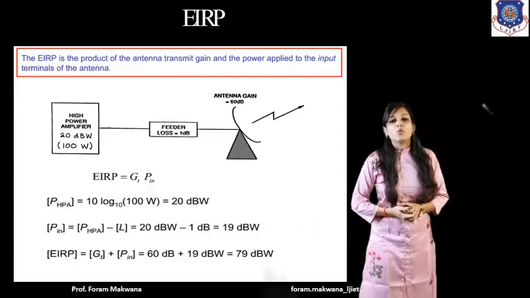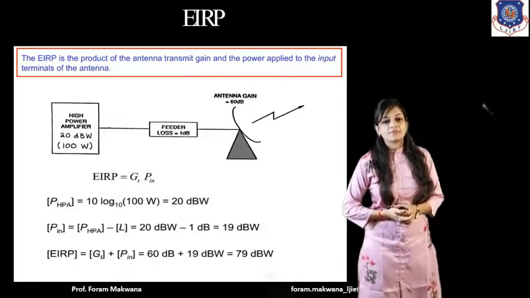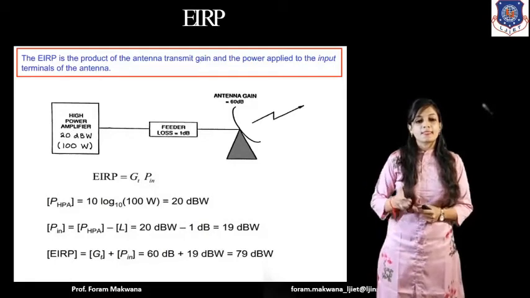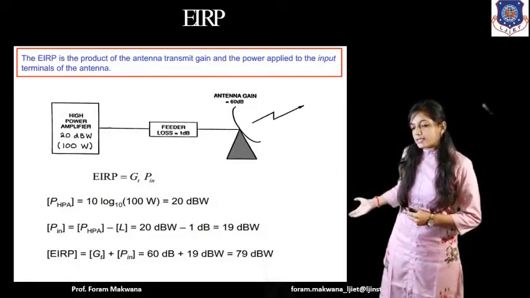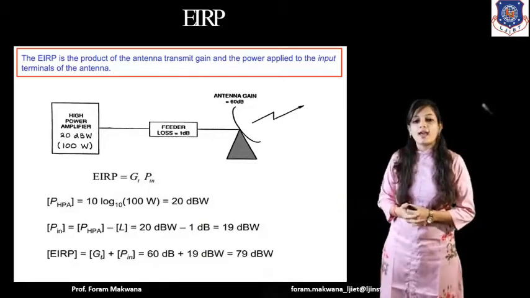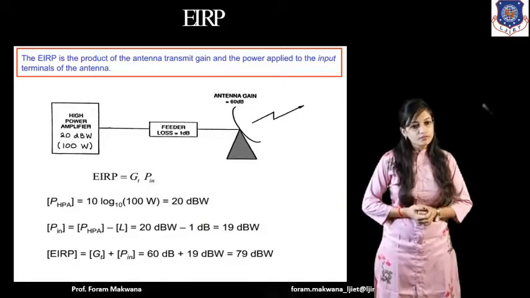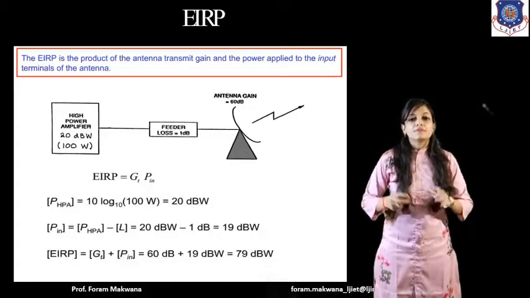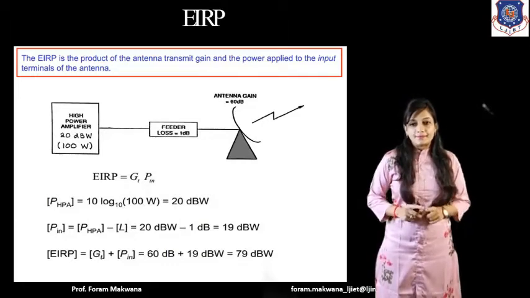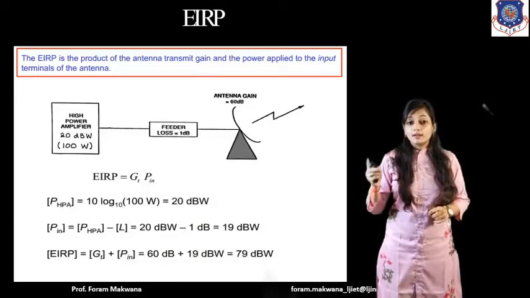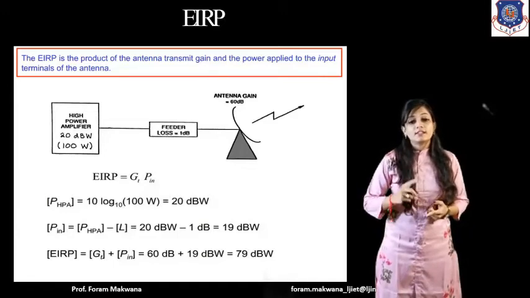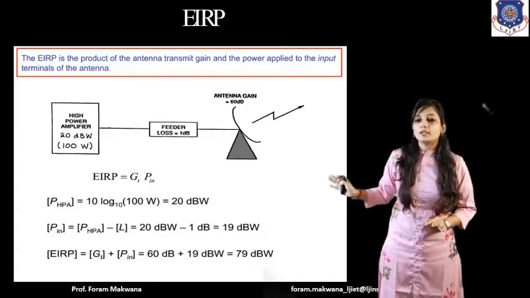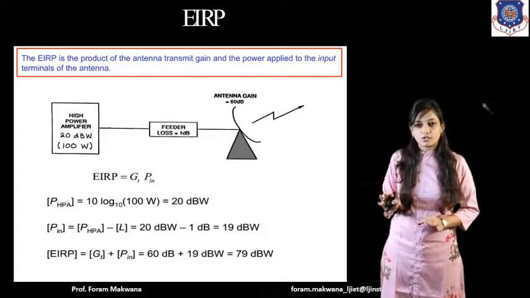Right? Now what is our next task? The next task is to calculate the EIRP. For EIRP, it is a product of gain and input power. We know that if the quantities are presented in dB form, the two quantities are added. And if they are in the form of normal values, we simply multiply them.